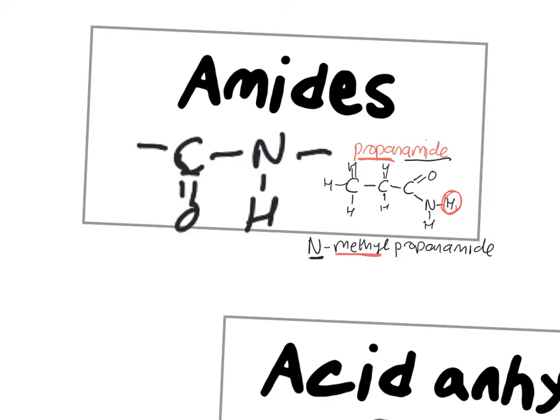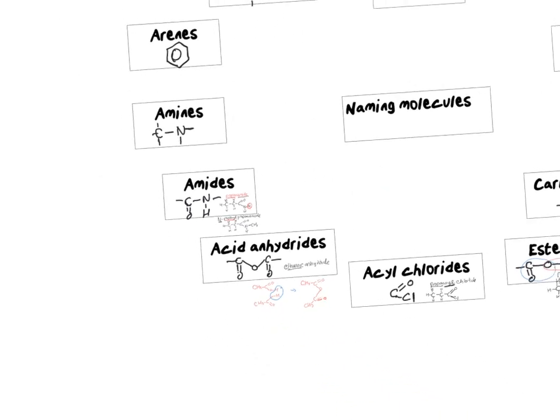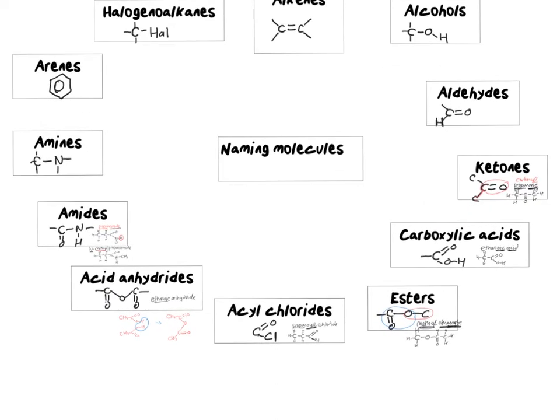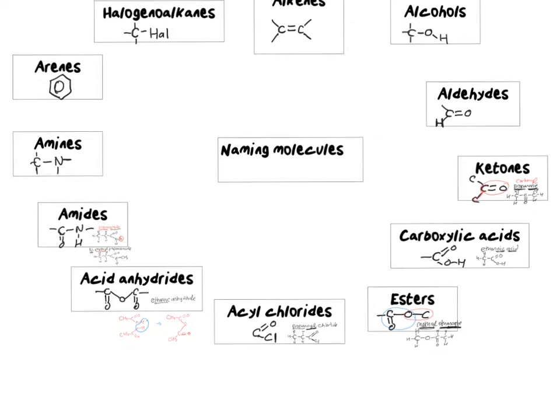by an alkyl group. In this case, it's a methyl group. So N-methyl propanamide would be exactly the same structure. However, this hydrogen here will have been replaced by a methyl group. So that's an N-substituted amide. So far we've looked at the derivatives of carboxylic acids. So that's esters, acyl chlorides, acid anhydrides and amides.